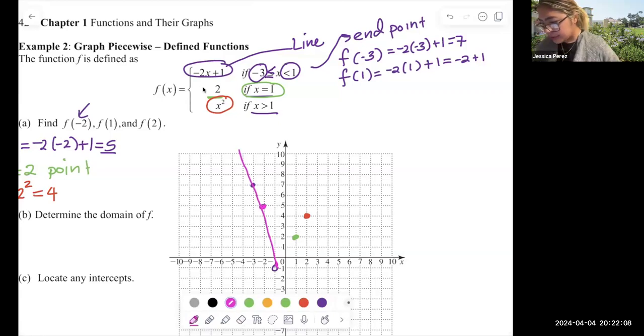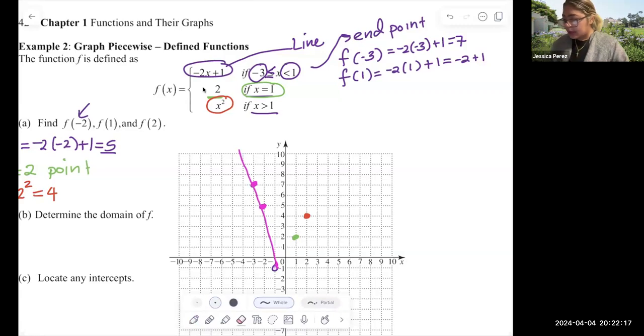So at -2, we said it was 5. And this is an open dot. So this graph right here is -2x plus 1, and it's a downward slope. Then there's this point at 1, 2, which looks like it's by itself.